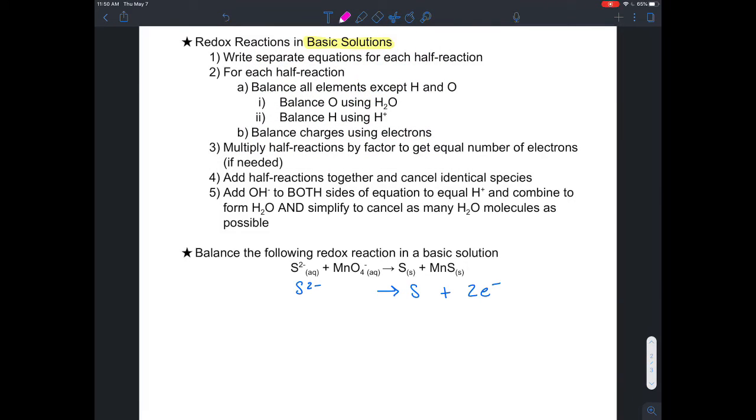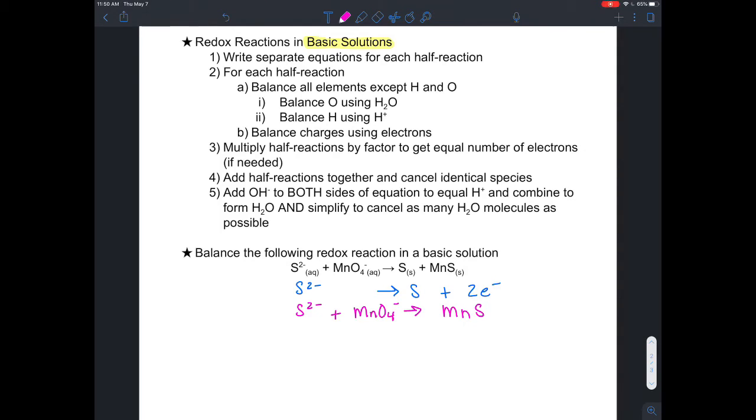And then for our second equation, we're actually going to have to account for both the Mn and the S because it forms MnS. So we're going to have that S2 minus again plus MnO4 minus, that permanganate, and that's going to give us our MnS. It's kind of a little bit weird, that's why I like this one as an example problem. So we took care of both the elements and the charges, but now we need to go back and balance our oxygens and hydrogens.